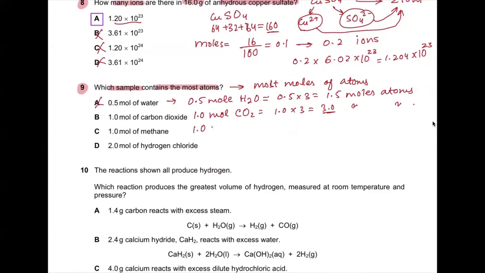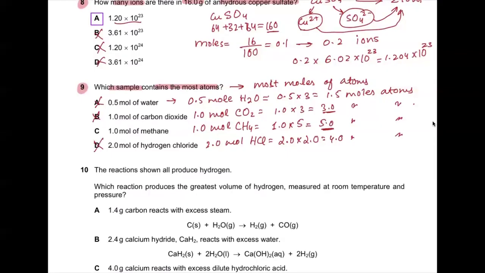Now, 1.0 mole methane. How many atoms are there in methane? 5 atoms are there, right? So 1 times 5 gives me 5 moles of atoms. So this one has more atoms than the carbon dioxide. So B goes wrong. Now, 2 moles of HCl. In HCl, there are 2 atoms. So 2 moles times 2 is going to be 4 moles of atoms. So it still has a lesser number of moles. So D goes wrong, and hence C is the correct answer. Is this clear to all of you?